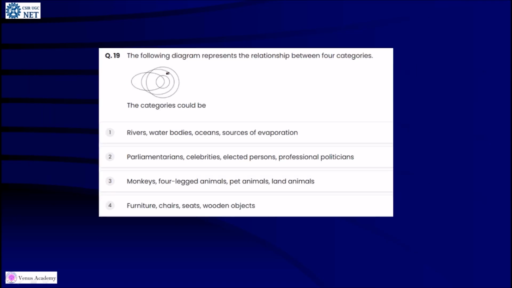question number 19. The following diagram represents the relationship between 4 categories. The categories could be option number 4. Furniture, chairs, seats, wooden objects is the correct option, students.